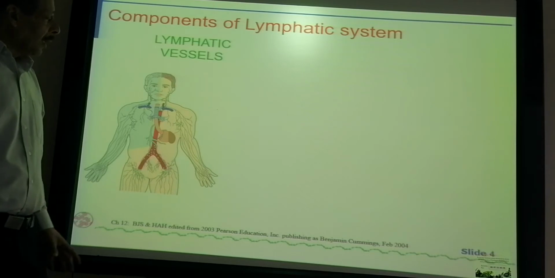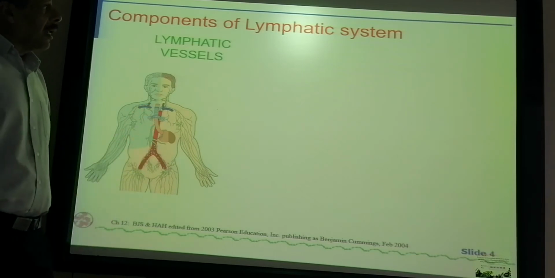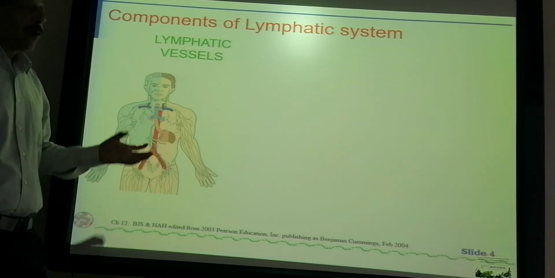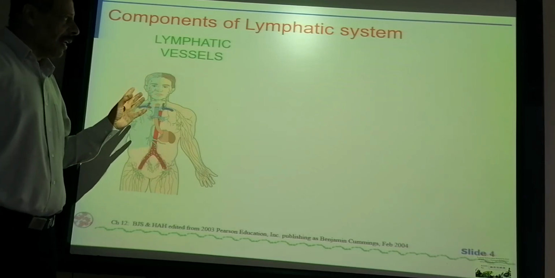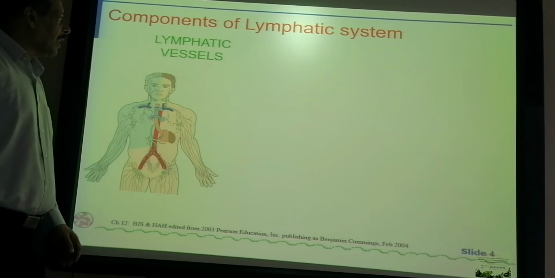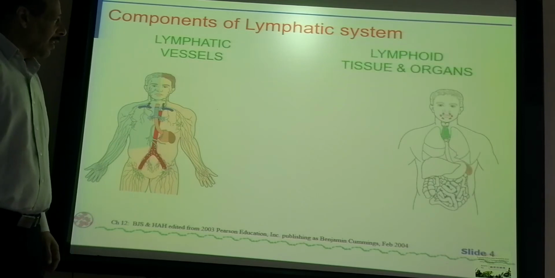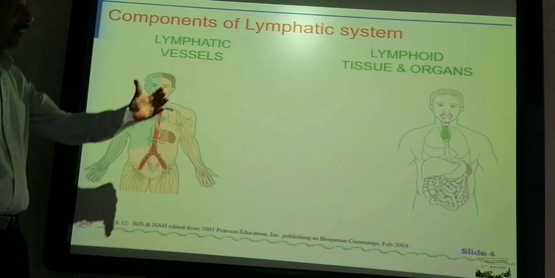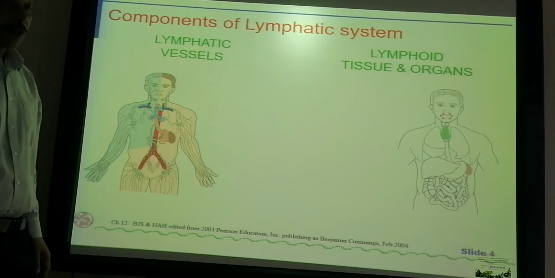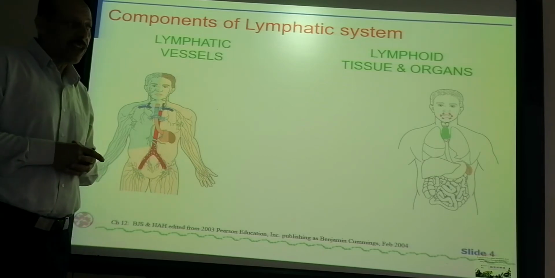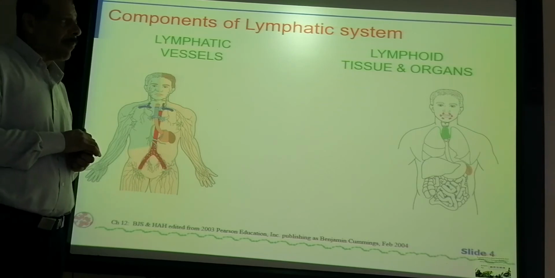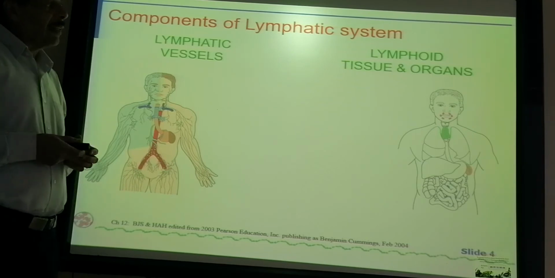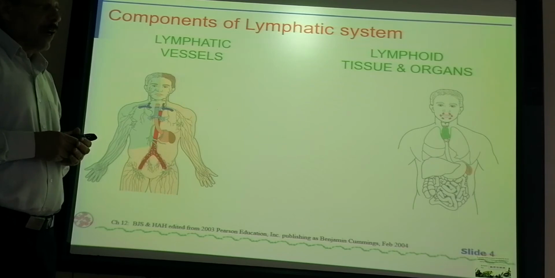So in the lymphatic system, we have the components or the structure of the lymphatic system. We have the lymphatic vessels, and also lymphoid tissues and organs. So the structure is divided into lymphatic vessels and the lymphoid tissue and organs.